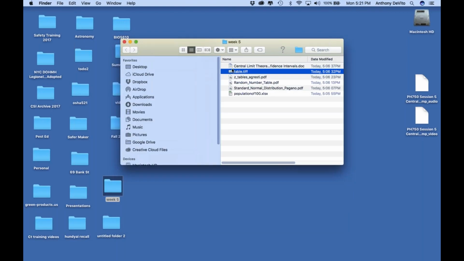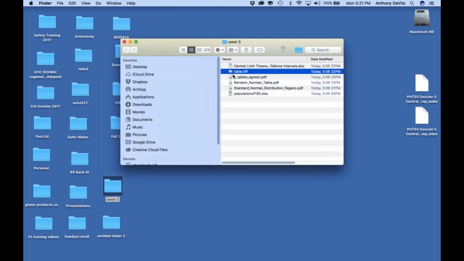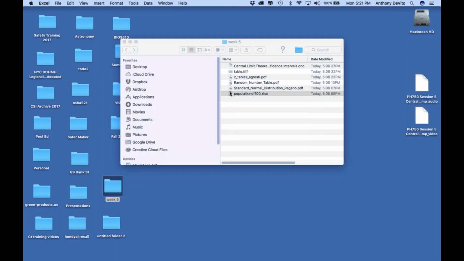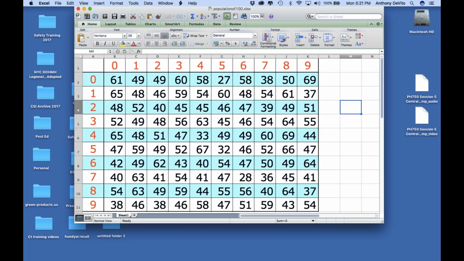We're going to work with a table I gave you. This is just a version of it that's an image. There's another version of it that's an Excel file. And this Excel file represents a population, right? These numbers might represent blood pressures, they might represent some other kind of measurement. But the important thing about it is that they were generated using something that will give us approximately a normal distribution for these numbers.